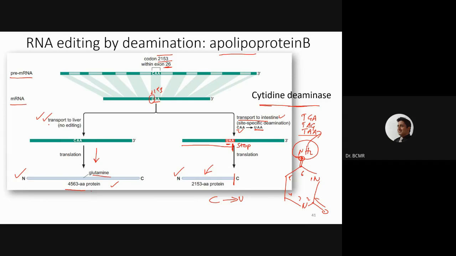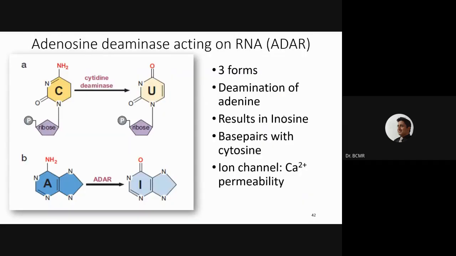Okay, I hope you understood RNA editing by deamination. So this is the chemistry, and this is cytidine deaminase. The amino group of cytosine is removed, and the keto group forms. And then there is one more that we see, which is deamination of adenine. That is called adenosine deaminase acting on RNA, ADAR. So it is involved in deamination of adenine. It results in the formation of inosine.